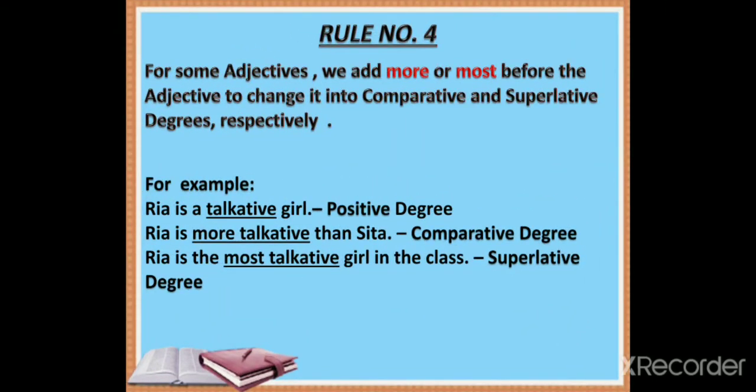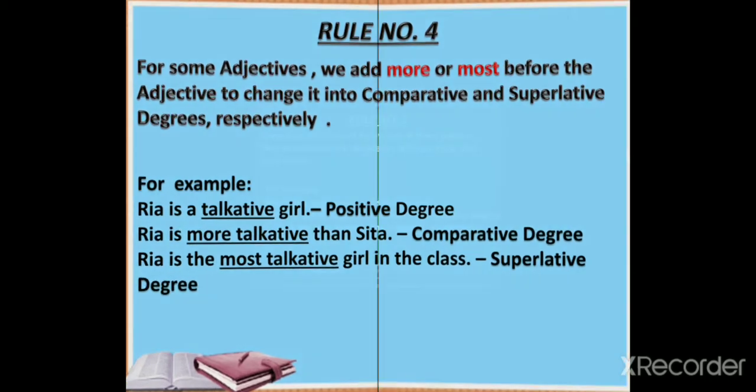Rule number 4. For some adjectives, we add more or most before the adjective to change it into comparative and superlative degrees respectively. For example, Ria is a talkative girl. Talkative is in positive degree. Ria is more talkative than Sita. More talkative is in comparative degree. Ria is the most talkative girl in the class. Most talkative is in the superlative degree.